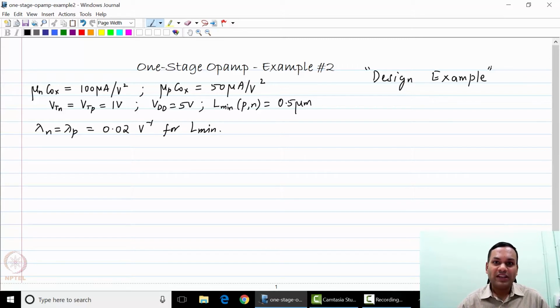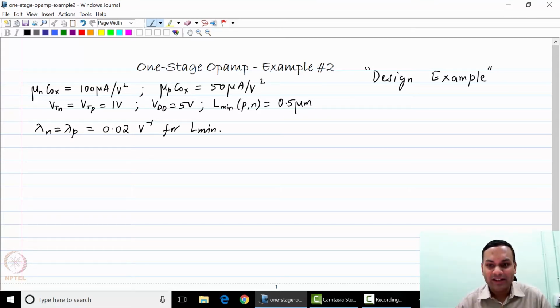In this case, we are going to pose the inverse problem, which is actually a tougher problem. So we are going to list out the specifications of the op-amp, and we are going to be asked to derive the sizes of the devices as well as the bias currents. So we will use the same parameters that we had used before. Mu n Cox is 100 microamp per volt squared. Mu p Cox is 50 microamp per volt squared. The threshold voltages Vtn and Vtp are both 1 volt. The power supply is 5 volts. The minimum length is 0.5 micrometers, and lambda n and lambda p for this minimum length is 0.02 volt inverse.